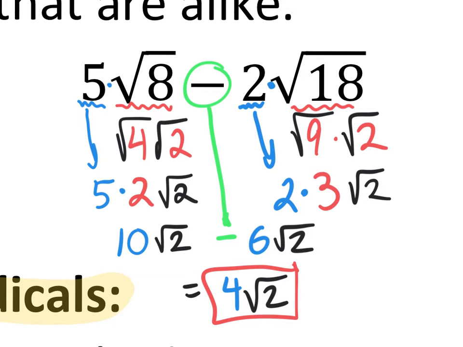Fun stuff. Now, sometimes you simplify them and you don't end up with the same type of radical. Like you might have 10 square root of 2 minus 6 square root of 3. Then you just leave it like that. That's your answer, but at least it's in simplified form.